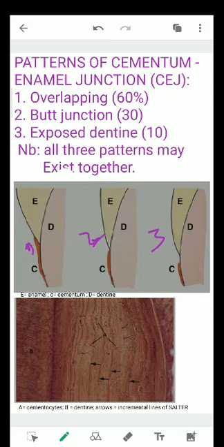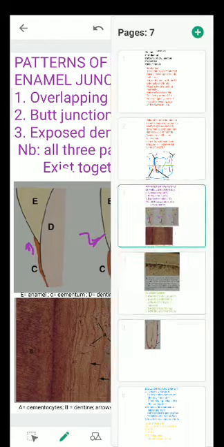For pattern 3, you can see that there is a portion of dentin exposed, because the cementum and the enamel do not meet, right? So that's the exposed dentin pattern. Now, mind you, all three may exist together in one person.